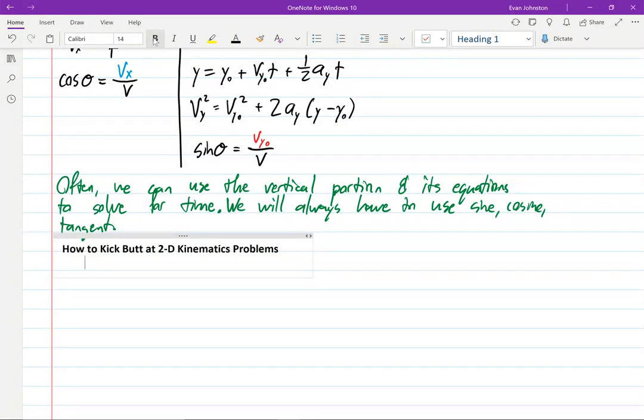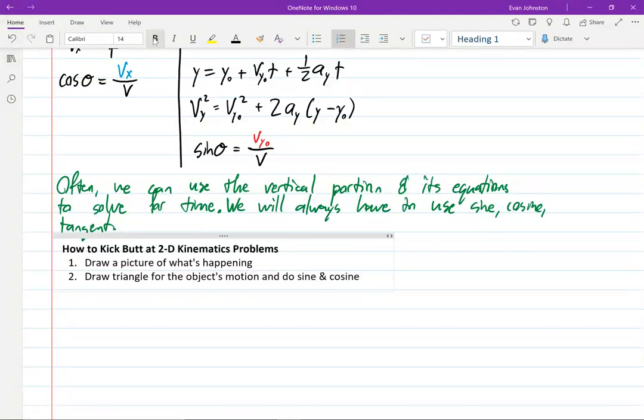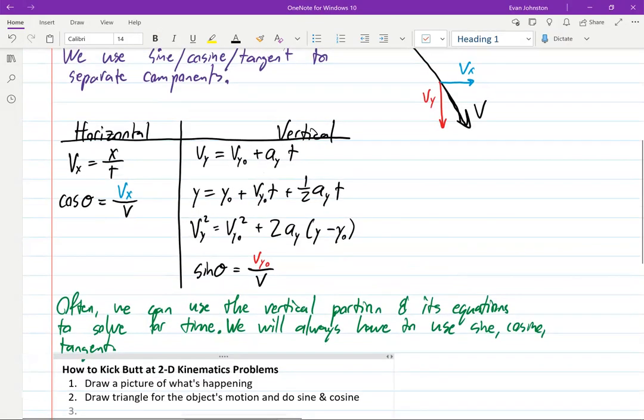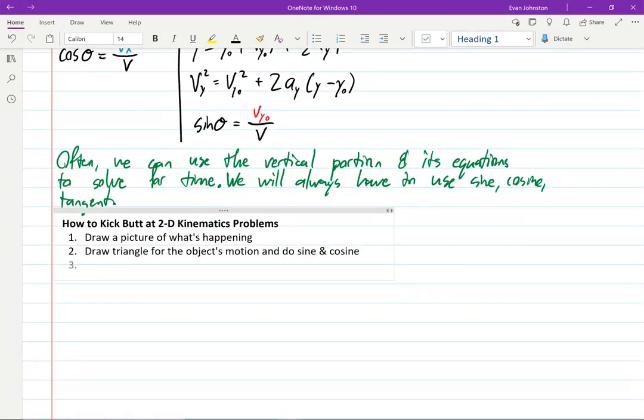And step one is draw a picture. Draw a picture of what's happening. Step two is draw the triangle for the object's motion, and do sine and cosine. Sine will get you the y part, cosine will give you the x part. So really you just set it up so you already know what in our notes here is the blue and the red. Perfect. Third part, make the t-chart for the vertical and horizontal parts.